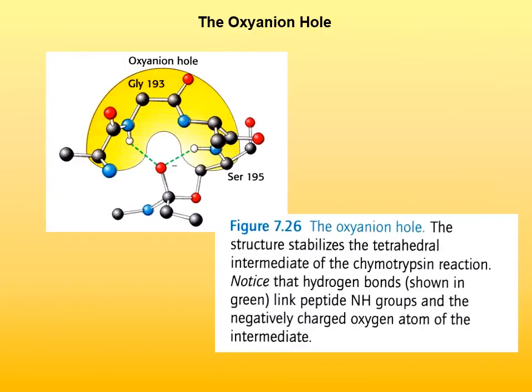Here you can see the structure of the oxyanion hole. You can see that it is very close to serine 195. That's the one whose side chain is the nucleophile in this reaction. And you can see that the NH group of glycine 193, and that's the NH group that is part of the peptide bond, and the NH group of serine 195 stabilize the tetrahedral intermediate through formation of hydrogen bonds with the original carbonyl oxygen. Of course, in the tetrahedral intermediate, that oxygen is no longer a carbonyl oxygen. But through formation of these hydrogen bonds, the tetrahedral intermediate is stabilized. And that, of course, lowers the activation energy of the transition state.